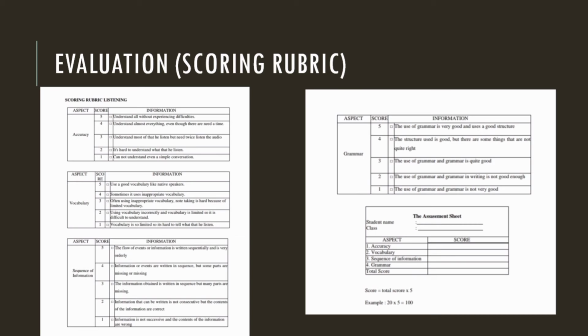For the listening scoring rubric, there are 4 aspects. The first is accuracy, the second is vocabulary, the third is sequence of information, and the last is grammar. I think that's all, and I add the assessment sheet. I think the assessment sheet helps a teacher to give a score to students.